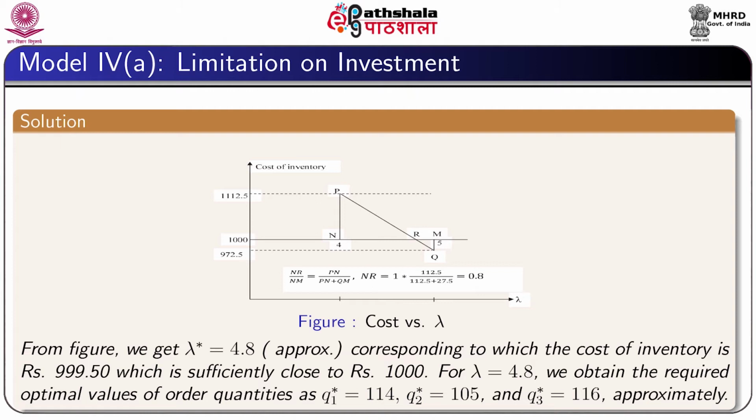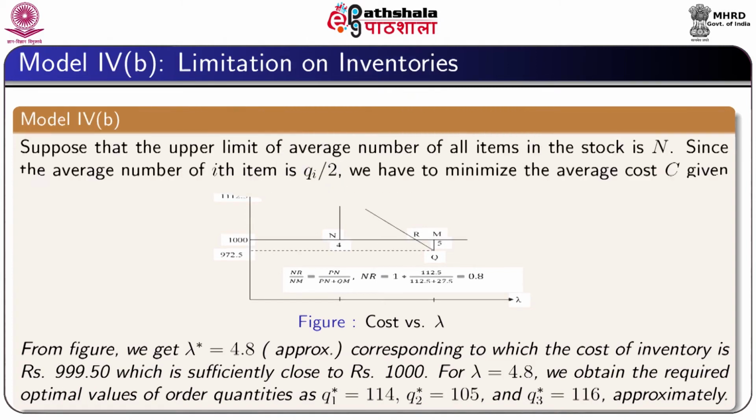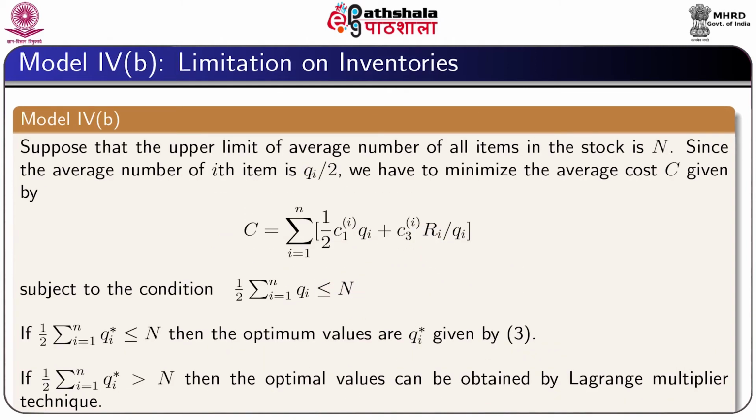When lambda equal to 4.8, we obtain the required optimal values of the order quantities as q1 star equal to 114, q2 star equal to 105 and q3 star equal to 116 approximately. Now, we consider the model with limitation on inventories.